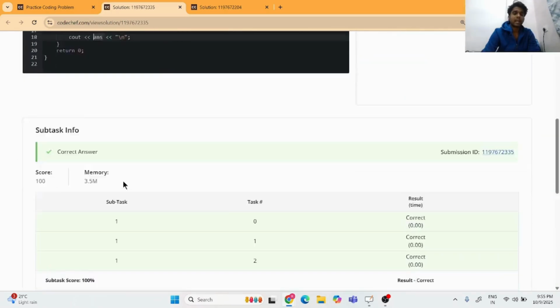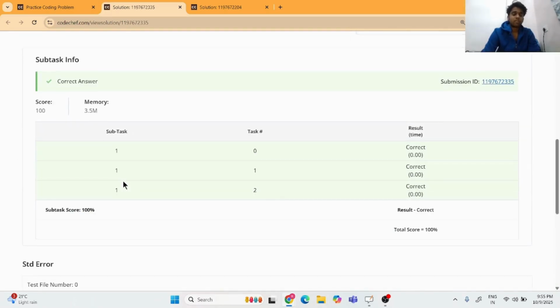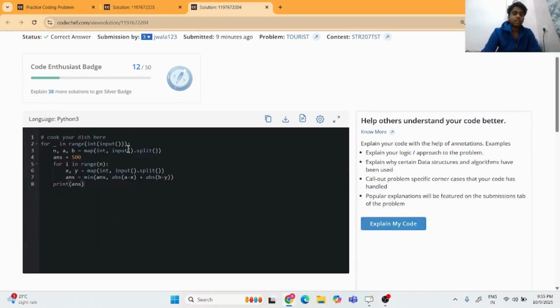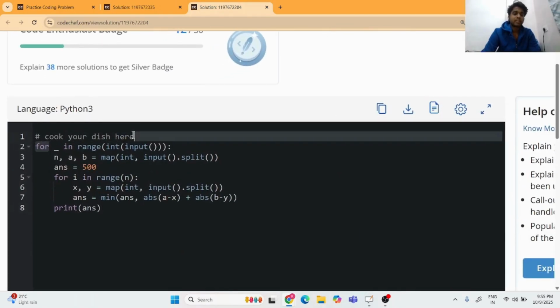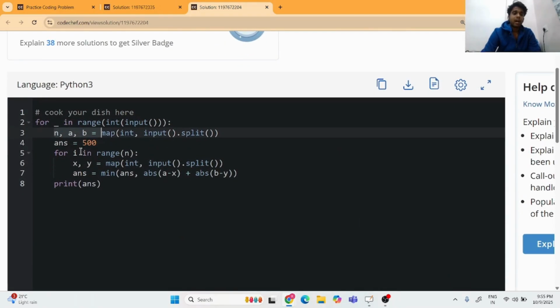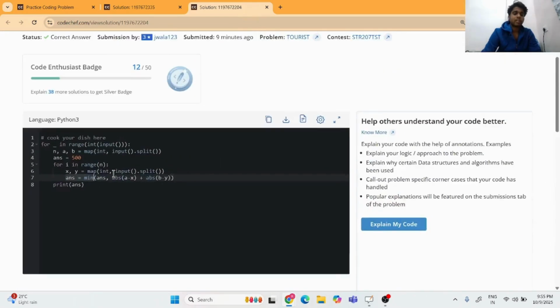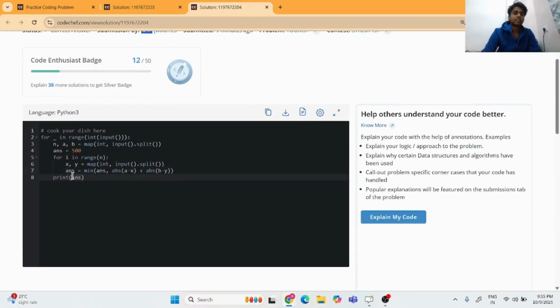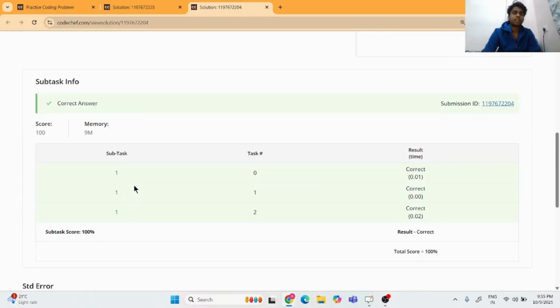And as you can see, guys, I have got my C++ code right. Now let's move toward the Python code. So guys, this is my similar Python code. I took the input for all the test cases as well as N, A, B. I initialize answer equal to 500. I'm running a for loop. I'm taking the input for x, y as well. And over here in answer, I'm storing the minimum of the Manhattan distance. And at the last, I'm simply printing answer. And as you can see, guys, I have got my Python code right as well.